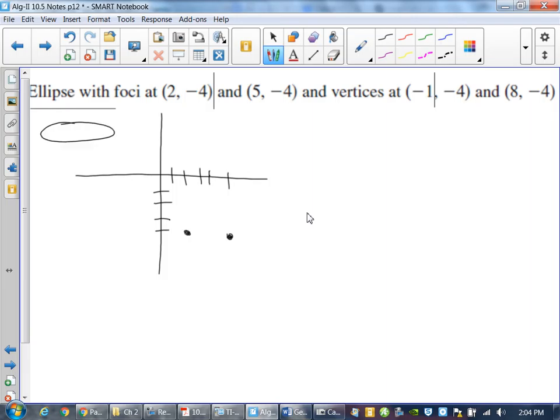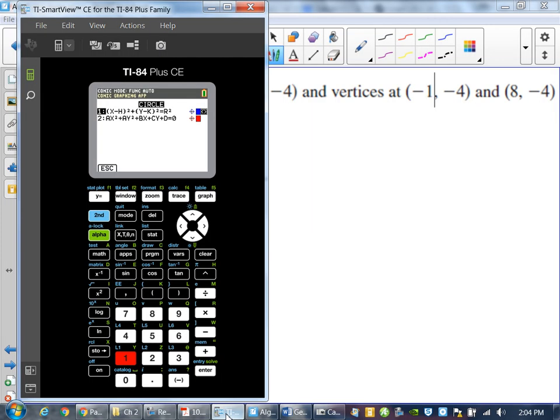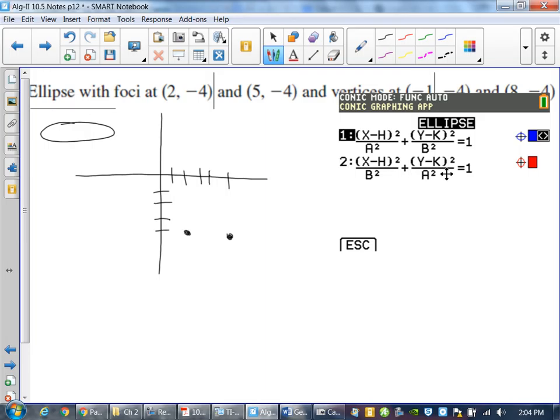So I look at my formula. Remember how you hit the apps button and go through there? I'm going to drag this over so I know which one to look at. If it's being stretched left and right, that means I'm going to worry about it being x squared, right?